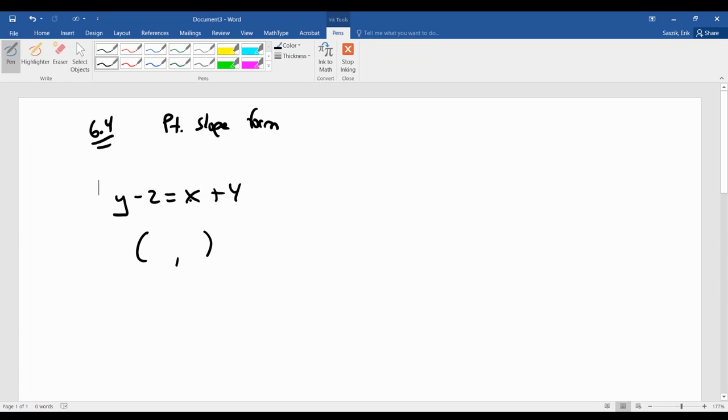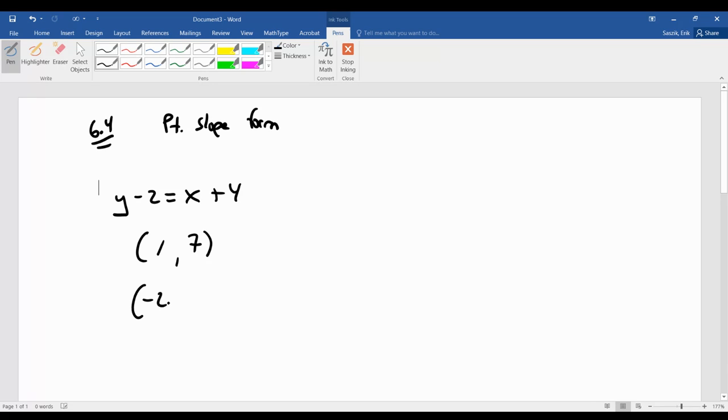So let's pick a value for x, anything. Let's just say 1. Okay, that means 1 plus 4 would be 5. So what number minus 2 would be 5? That would be 7. You see 7 minus 2 is 5, 1 plus 4 is 5. This would be a point that's on the line.